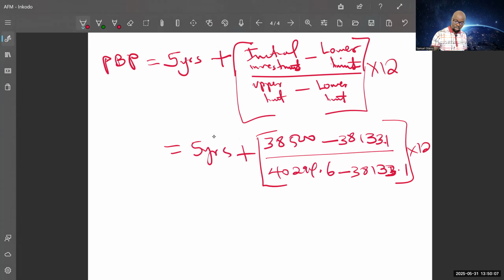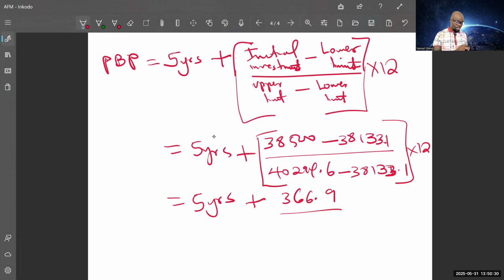We multiply by 12. So that is the fraction of what we're going to get from year number 6 to fully recover our initial investment. Let's get the difference very fast. 38,500, that is the amount we're going to recover, minus the lower limit, 38,133.1. What am I getting? For the numerator, I'm having 366.9.